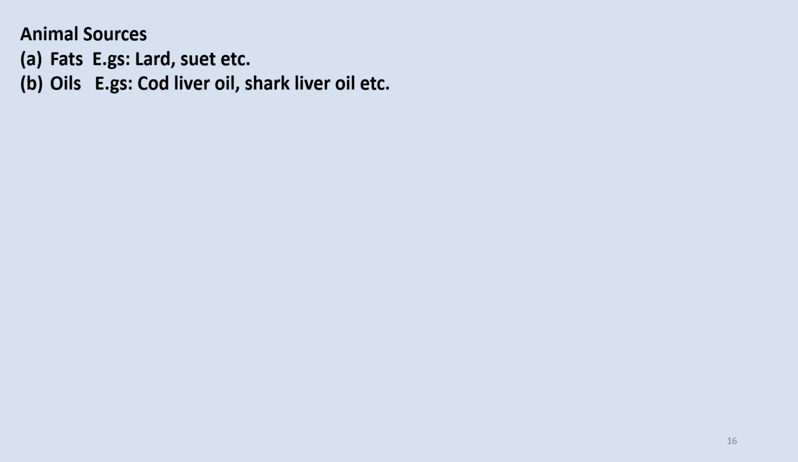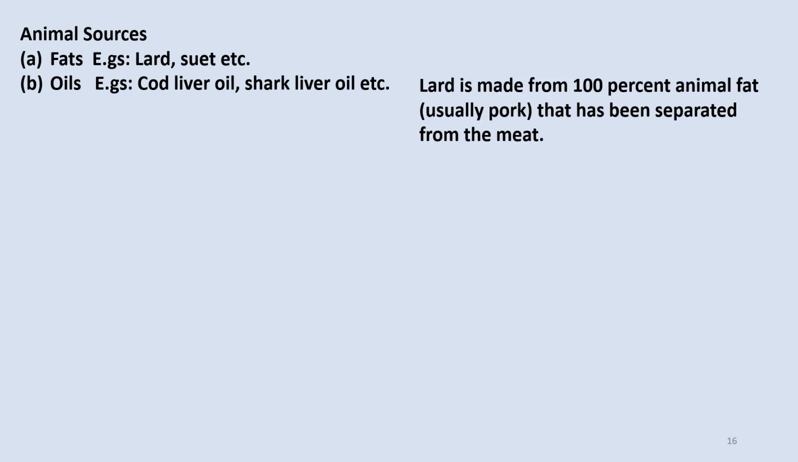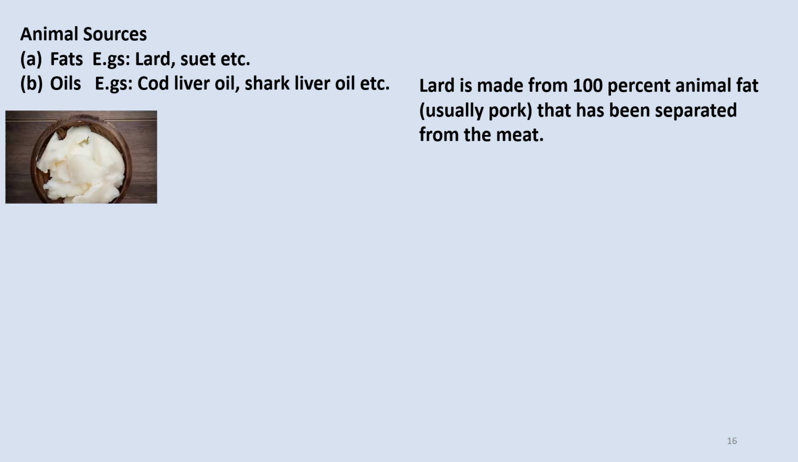And animal sources. Plant sources we have shown. Animal sources, fats: examples are lard and suet. Next one is oils: examples are cod liver oil and shark liver oil. We can give these two examples, which are mostly used. Lard is made up of 100% animal fat, usually from pork, that has been separated from the meat of the pork. This is the structure, and it looks white.